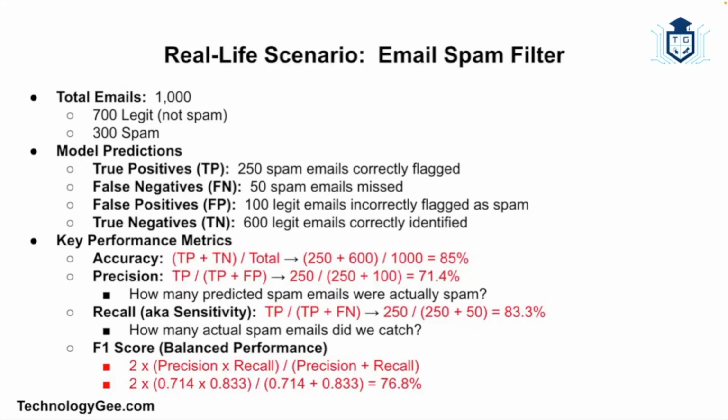And once you go through and do all of your calculations, you'll see that your accuracy rate was 85%, your precision rate was 71.4%, your recall rate was 83.3%, and your F1 score was 76.8%. So basically, when it comes to all of this, you get a full performance picture and not just a flashy 85% accuracy headline that you could use to sell your email spam filter product.